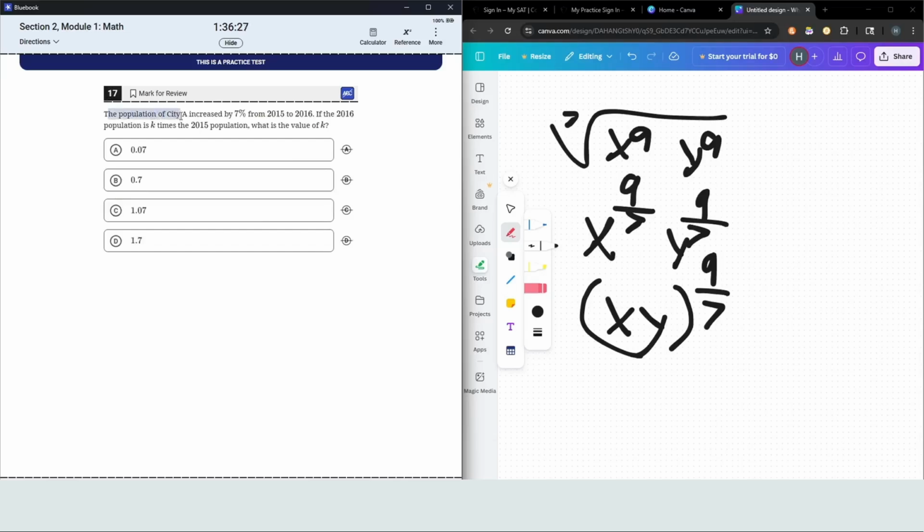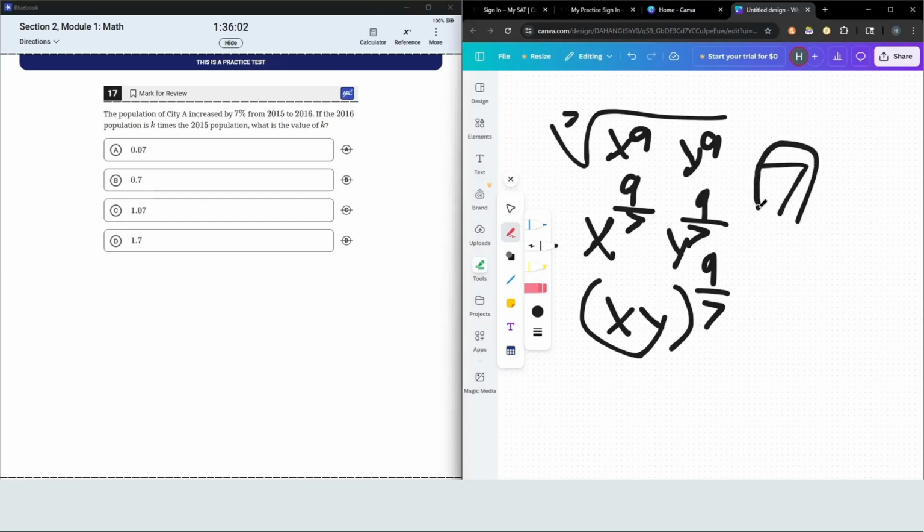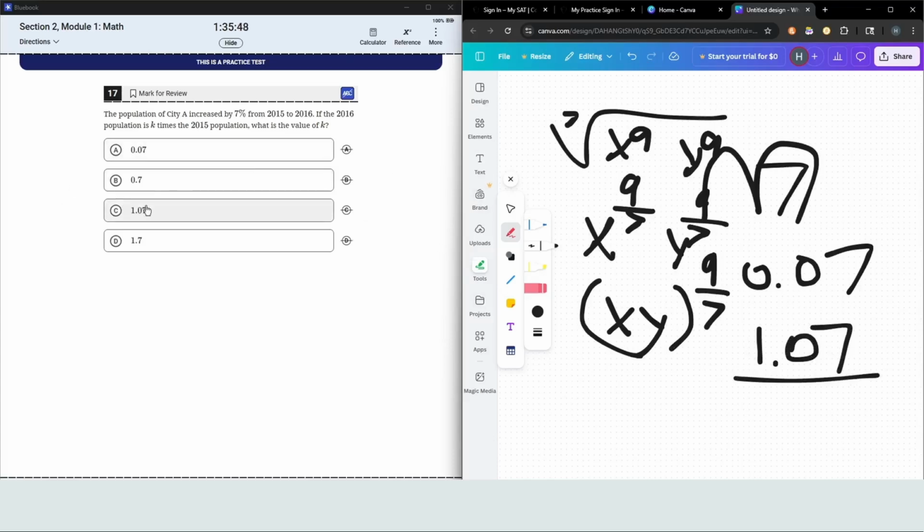Question 17. The population of city A increased by 7% from 2015 to 2016. If the 2016 population is K times the 2015 population, what is the value of K? So it's increased. So anytime it says it increased by some percent, the answer should have a 1 in it because it's increasing by that much. And it's 7%. So if you take 7 and you divide it by 100, move the decimal point 2 places back, you get 0.07. And you have to include the 1 because you're increasing by 7%. The value of K would be 1.07, which is C.